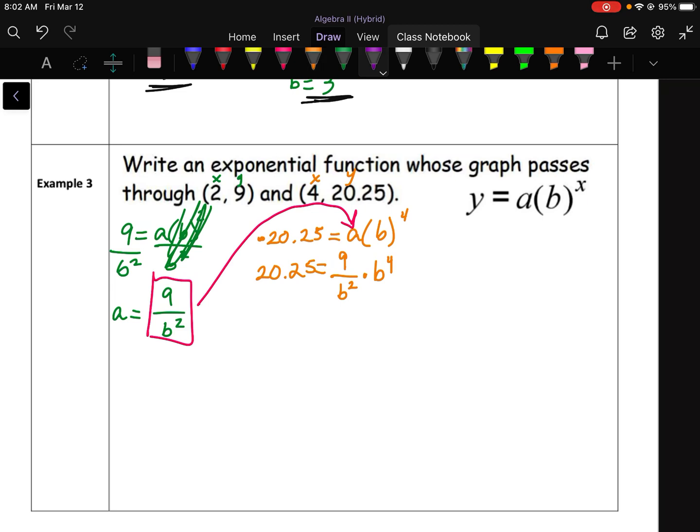So we can reduce here. This should always happen. We can take away 2 b's, and that's going to cancel out these two. So 20.25 equals 9b squared. If we divide both sides by 9, I should probably divide actually.